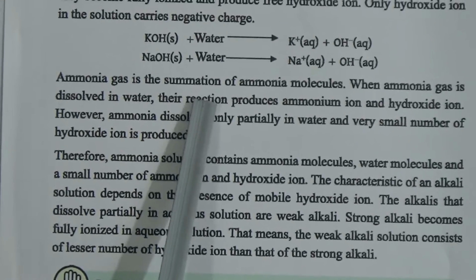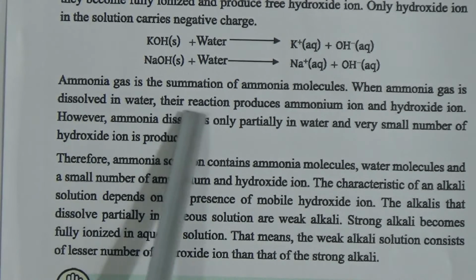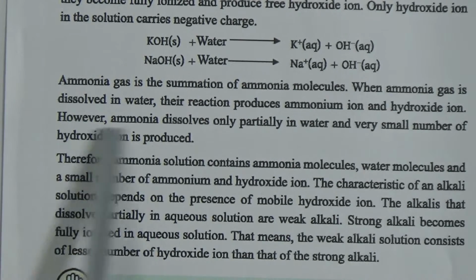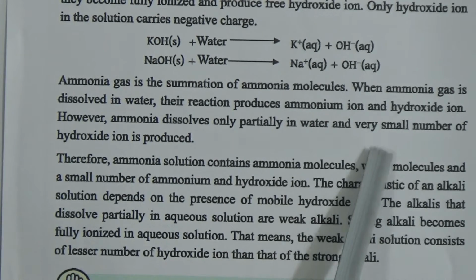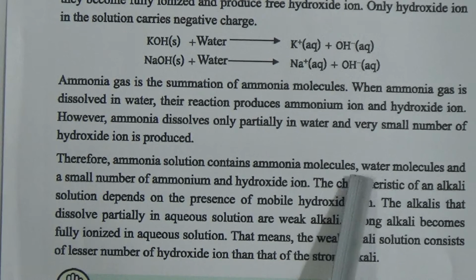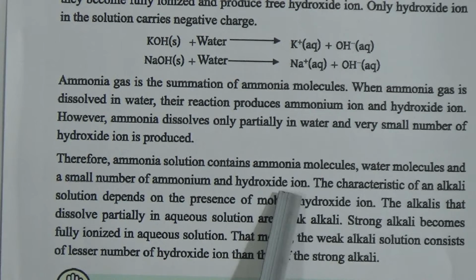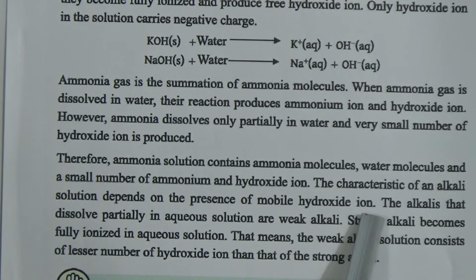Ammonia gas is the summation of ammonia molecules. When ammonia gas is dissolved in water, the reaction produces ammonium ion and hydroxide ion. However, ammonia dissolves only partially in water and a very small number of hydroxide ions is produced. Therefore, ammonia solution contains ammonia molecules and water molecules and a small number of ammonium and hydroxyl ions. These characteristics of an alkali solution depend on the presence of mobile hydroxide ions.